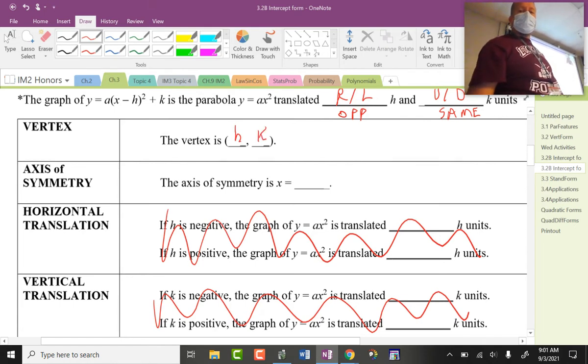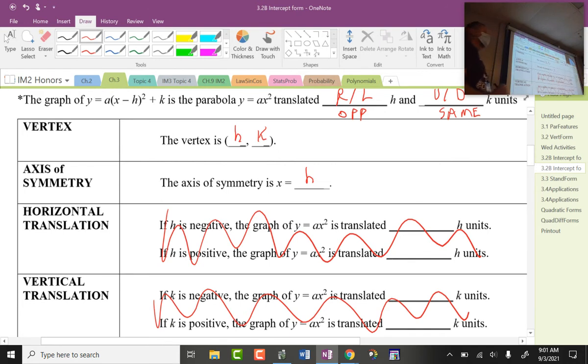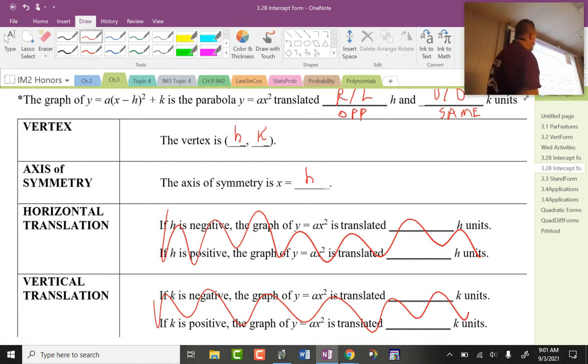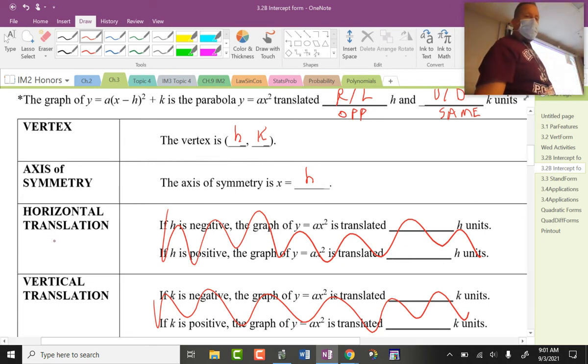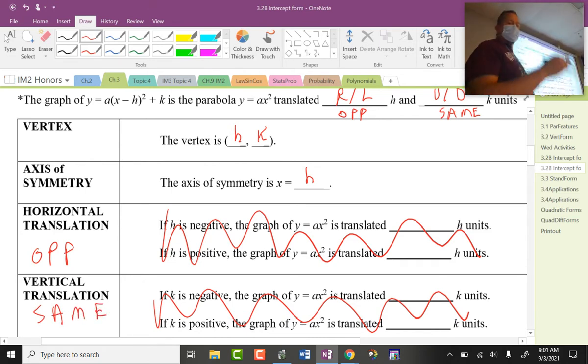And the axis of symmetry is x equals whatever the coordinate of the x for the vertex is. If I said that right, I kind of messed up my words there. All right, for the horizontal translation, it's h, but I'm just going to think opposite again. You don't have to rewrite this. And then vertical translation, think same. And that's all I want you to write for that.